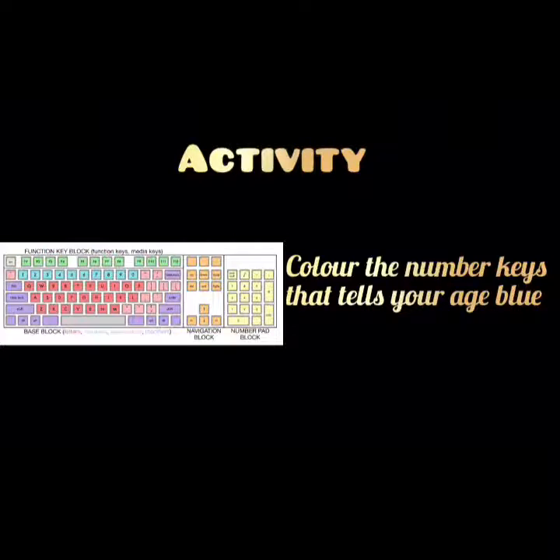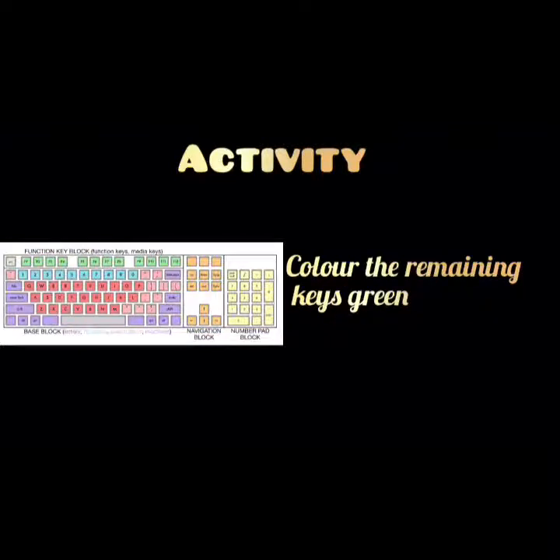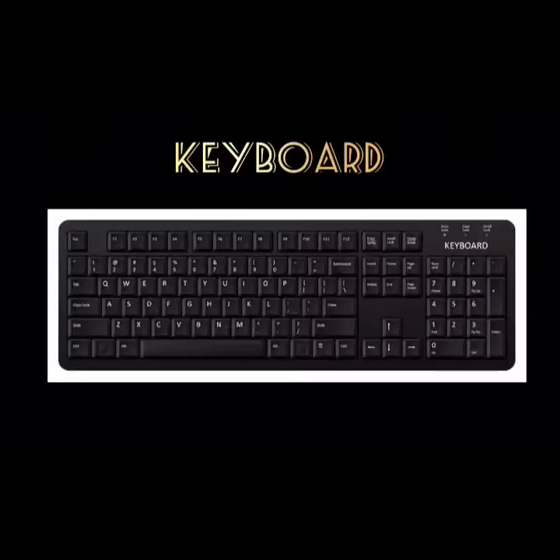Next, you have to color the number keys that tell your age in blue, maybe 5 or 6. So you can color only that number, 5 or 6, according to your age. You have to color it in blue. All the other keys you have to color in green. And today we'll discuss the keyboard.